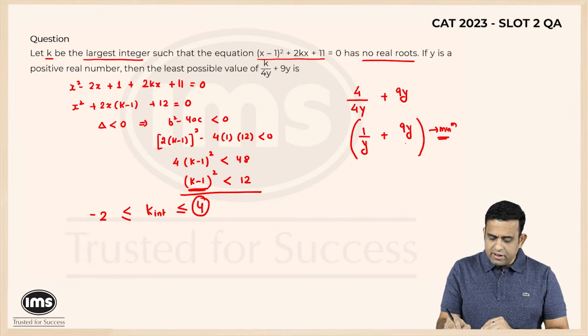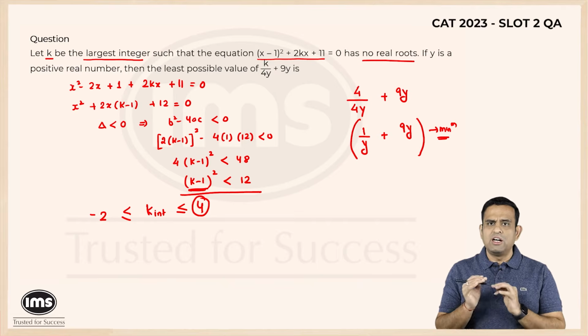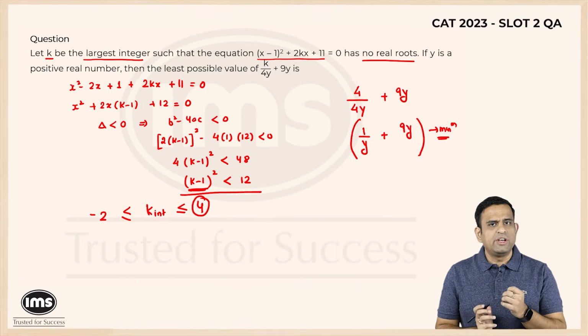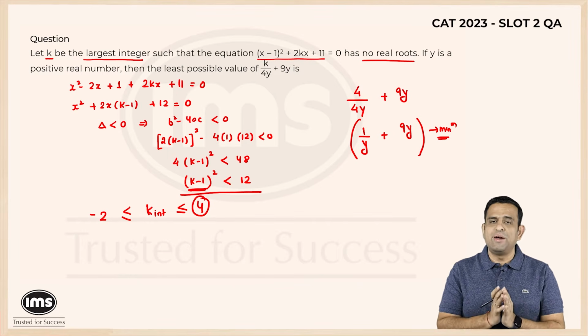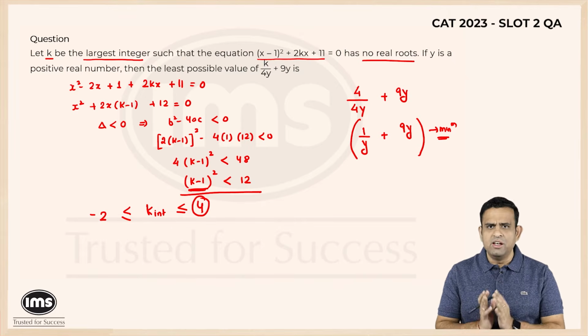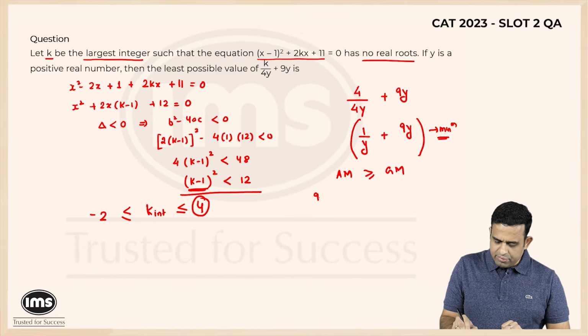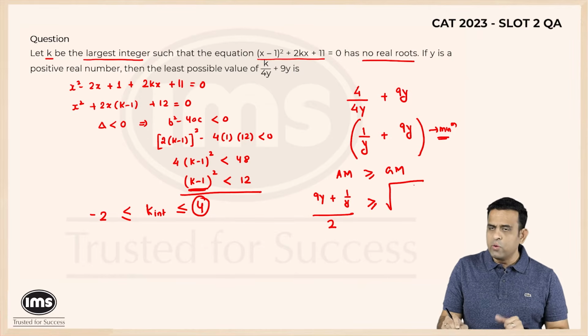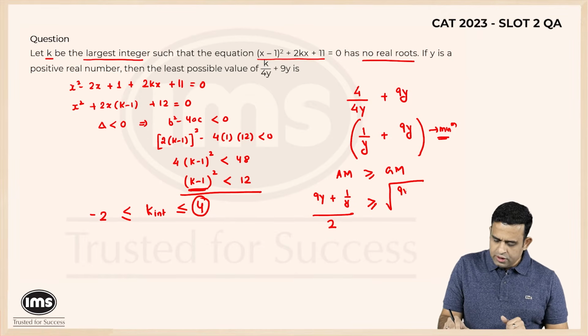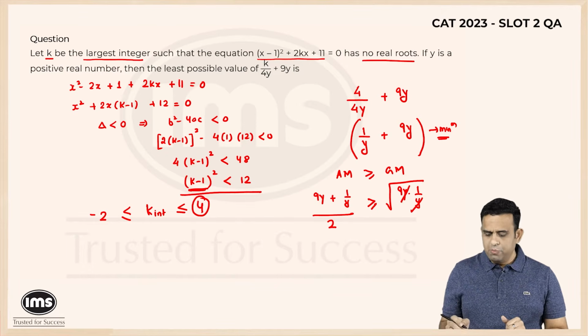So in a way, if you look at the terms y and 1 upon y, they are sort of reciprocals of each other. So we can think of applying the AM greater than or equal to GM inequality, which we have used multiple times. So one can say the term (9y plus 1 by y) divided by 2 needs to be greater than or equal to the square root of the product, so 9y into 1 by y. Root of 9 would be equal to 3.